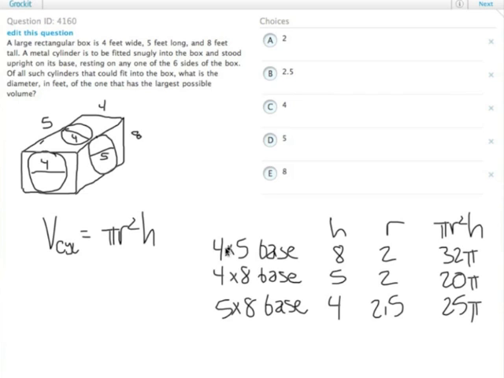The one with the greatest possible volume is the one with the 4 by 5 base. And so the diameter is 4. Answer choice C.